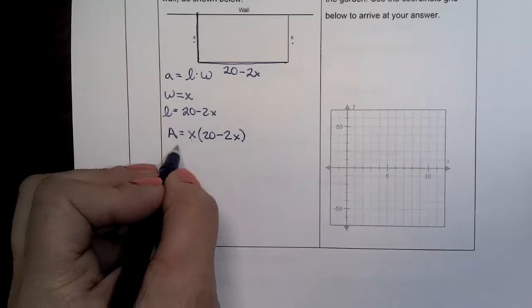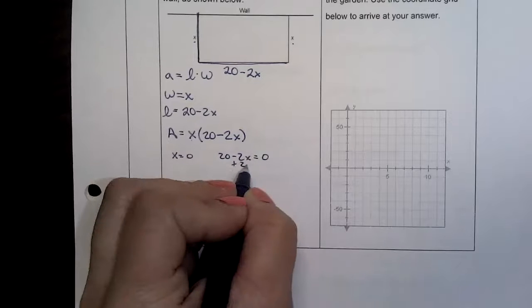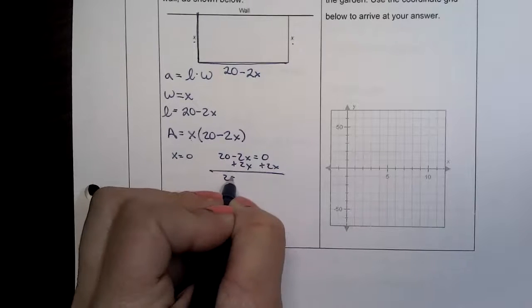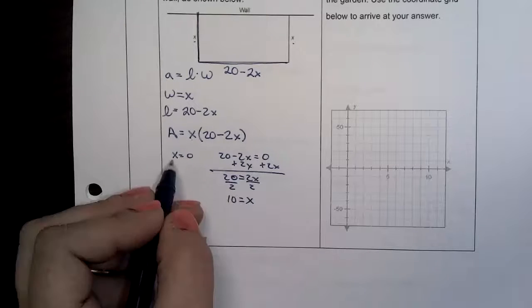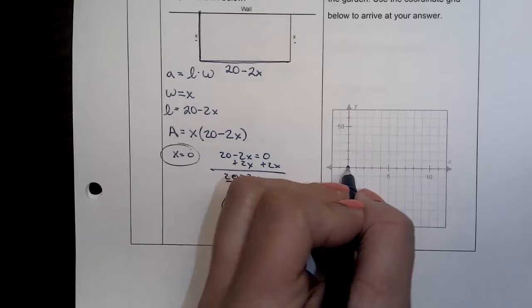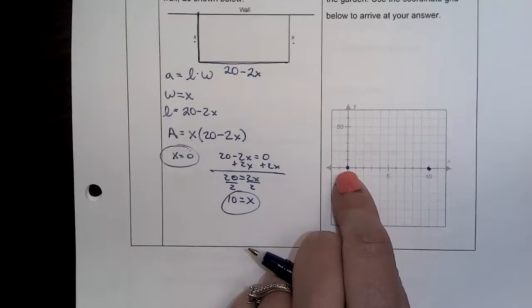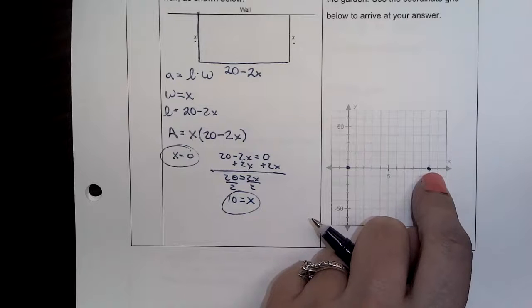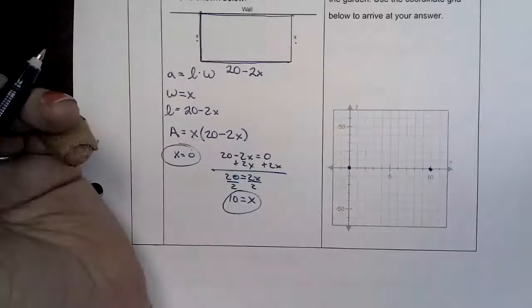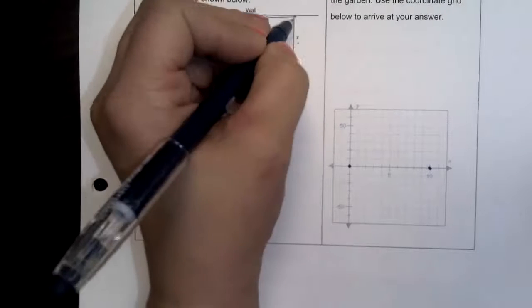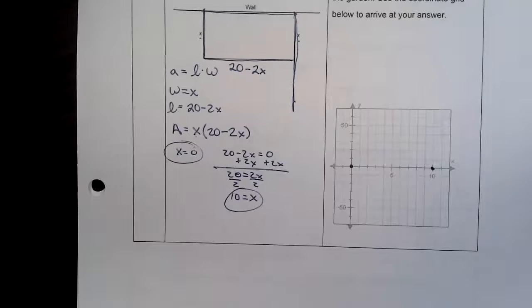So all I'm going to do is set each of these equal to 0. And now I'm just solving for x. So 10 equals x and x equals 0. So those right there are the very least width I can have and the very greatest width I can have. Anything less than 0 and you're just going to be a straight line against the wall, right? And anything greater than 10 and it's just going to come right back out and go right back in. So it's not going to actually be a rectangle.